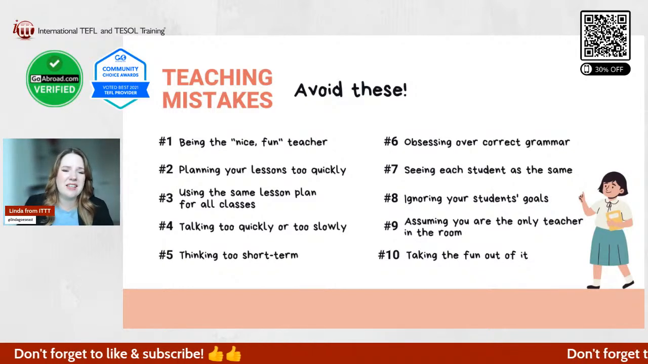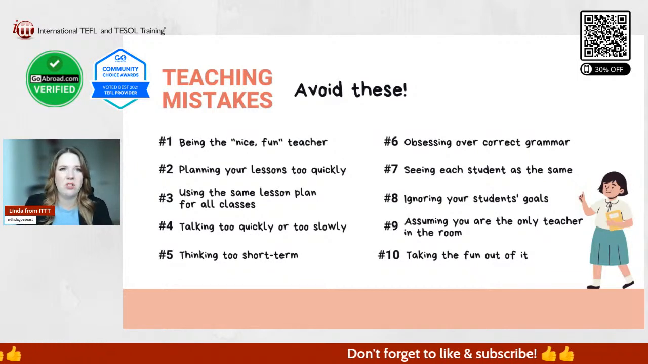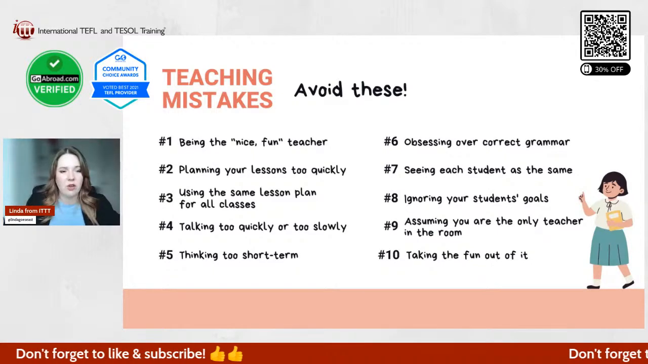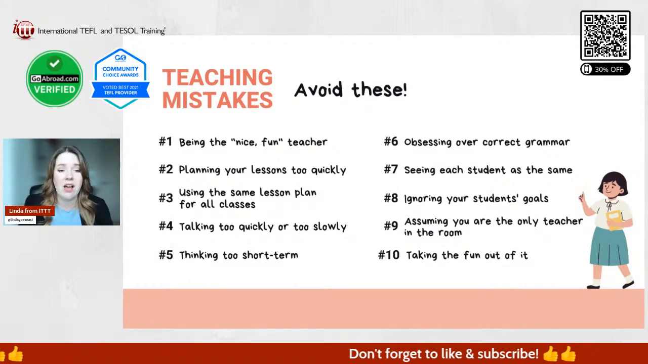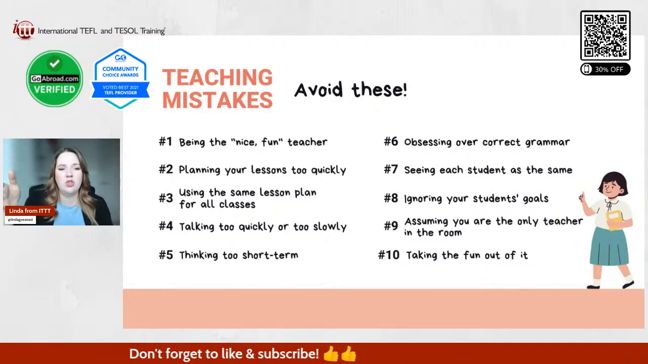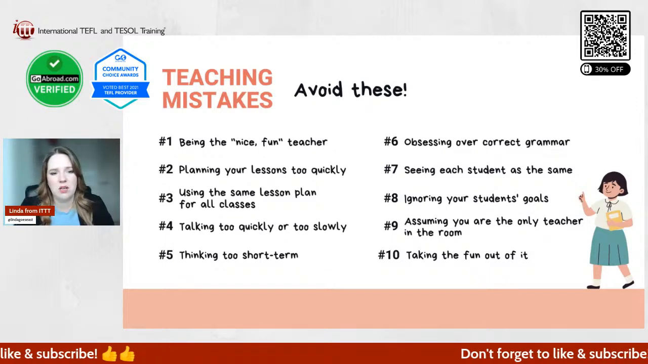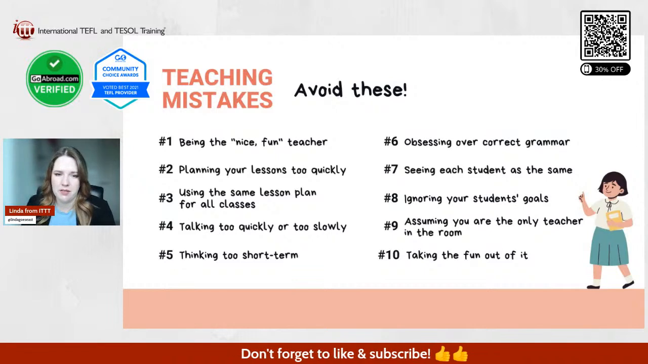Number 5 is thinking too short term. So we talked about if you only focus on what you're going to teach in the next lesson, that's not a very good strategy. You should think about the whole duration of the course, the whole duration of the school year, the semester, whatever it is, and think about, yeah, this is what we need to do, and these are the individual lessons that I'm going to teach in this period. So it all flows, it all makes sense, it all has a purpose.